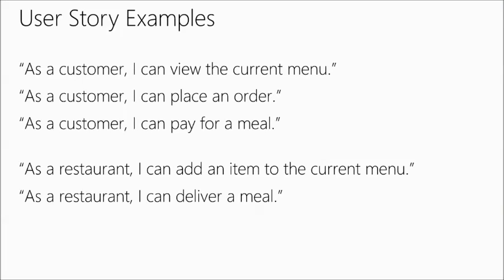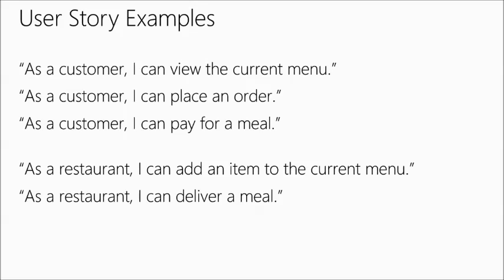So let's talk about a couple of user story examples. One, if you think about the customer itself, they want to be able to view the current menu. Second, the customer may want to place an order. Third, they want to pay for a meal. So this user story aligns with that user diagram pretty succinctly.